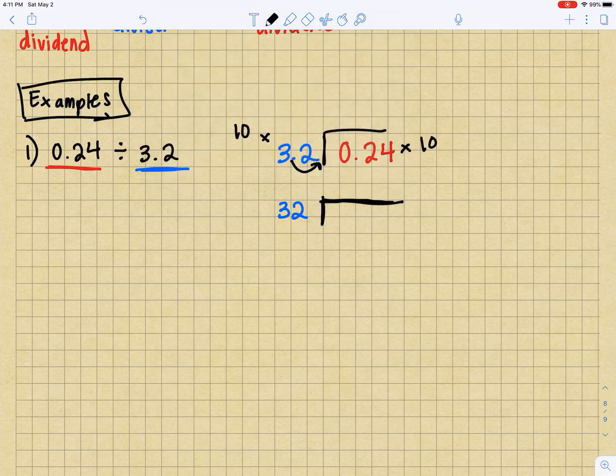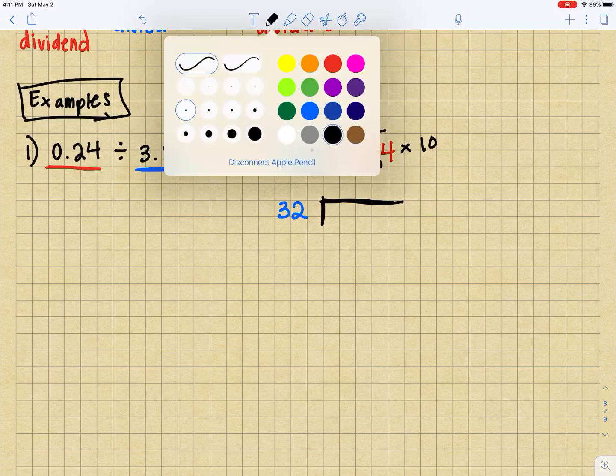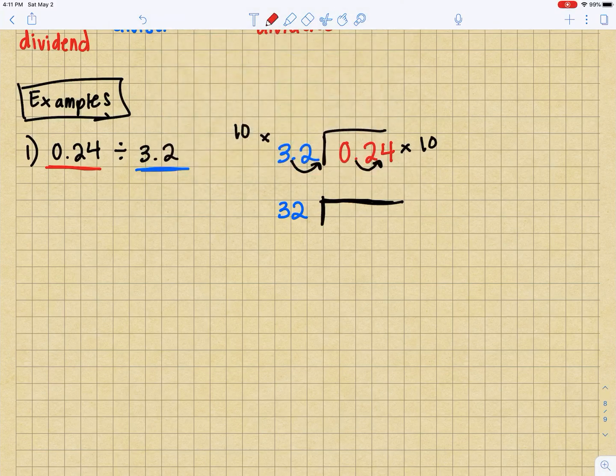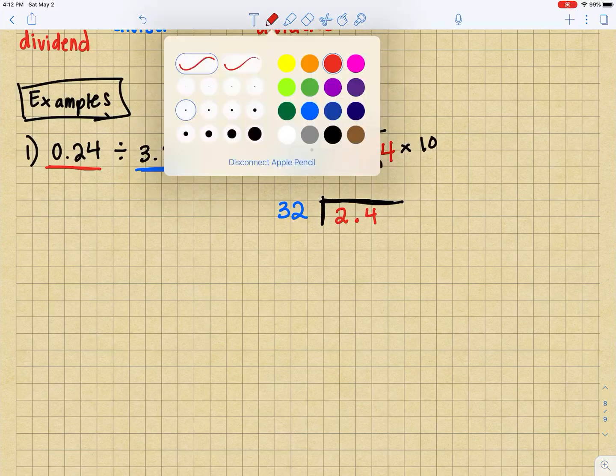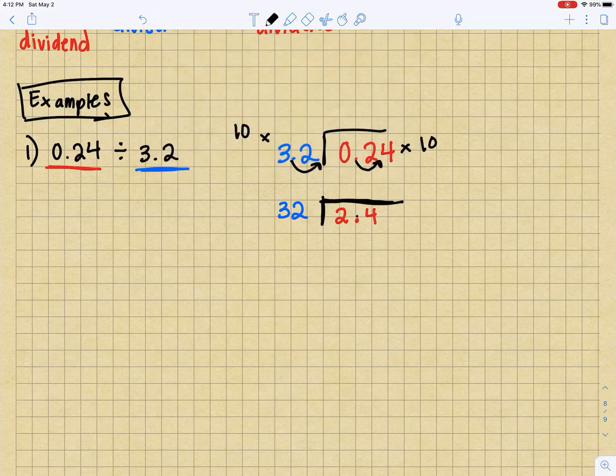So the decimal is going to move over 1 to the right. So instead of 0.24 or 24 hundredths underneath here, it's going to now be 2.4. Once you have reached this step, you can go ahead and move your decimal straight up. And there we go. And now we can start our long division process.